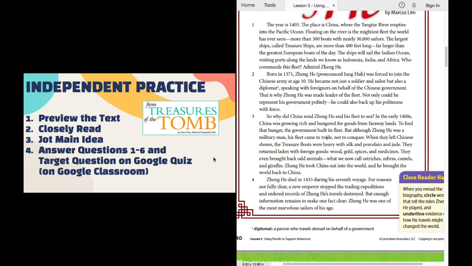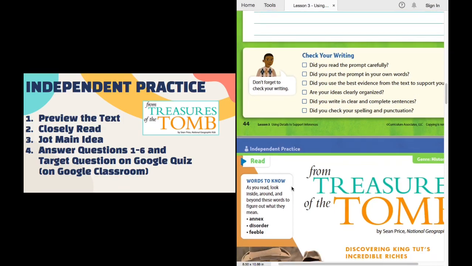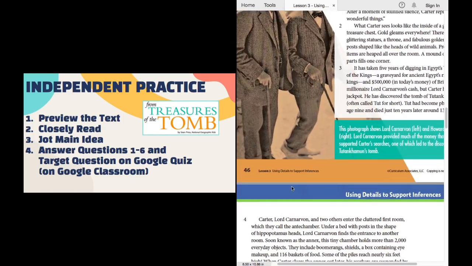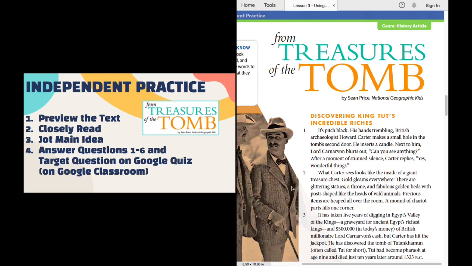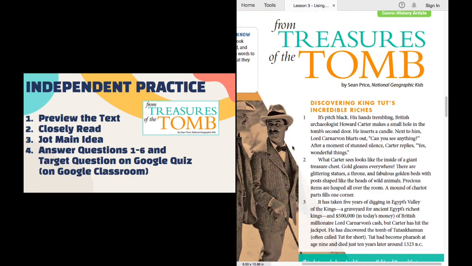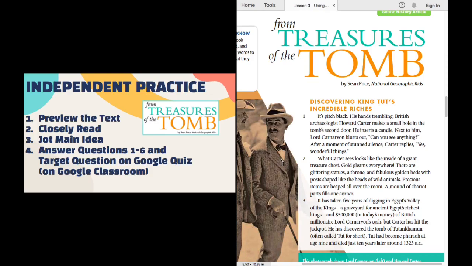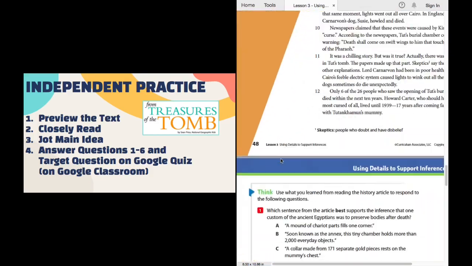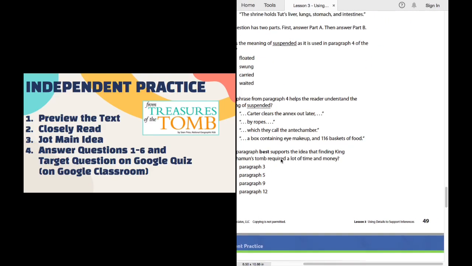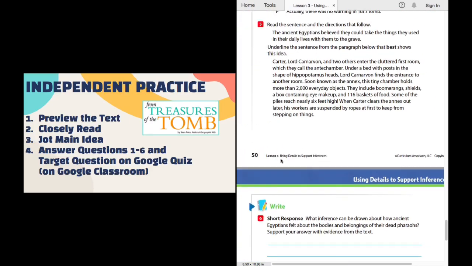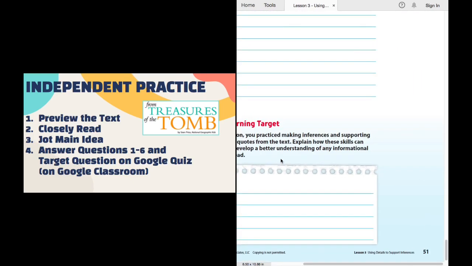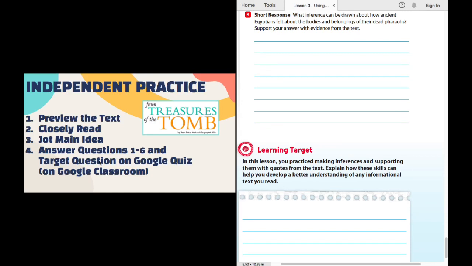So what I want you to do independently is to take a look at the text that is on page 46 from Treasures of the Tomb. I want you to preview that text, closely read the text, and jot your main idea. Obviously, that's how we always do things. Then you are going to answer questions 1 through 6 that are on pages 49, 50, and 51. And I want you to post those answers on the Google quiz that's on Google Classroom, okay?